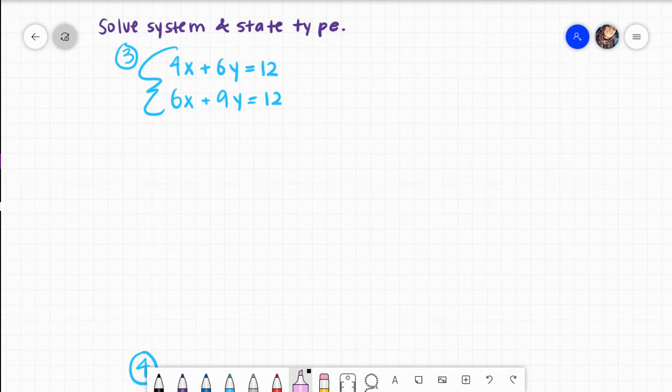Solve system and state type. So when I look at this and I think, okay, if I wanted to do the substitution method, I could solve for a variable, plug in, plug in. I could also do the addition method, which automatically cancels one of my variables. And I think what I want to do is multiply. I'm trying to think. So if I do 4 times 3, right, I'm looking at the first equation. If I do 4 times 3, I get 12.